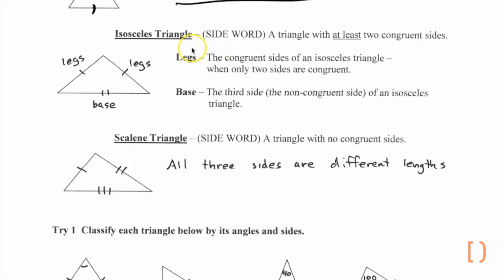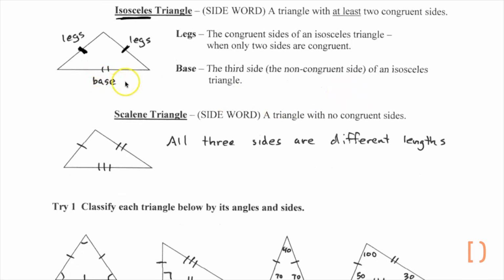So an equilateral triangle has all sides the same and all angles the same. An isosceles triangle means that two sides are congruent, and those are usually called the legs. You can see here they have the markings. Since they both have one mark, that means they're the same. And the base is the third side, the one that's not the same.